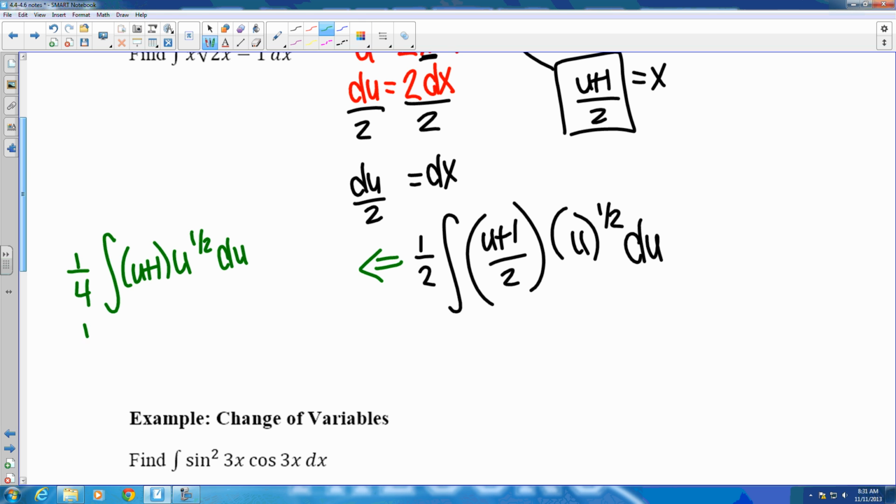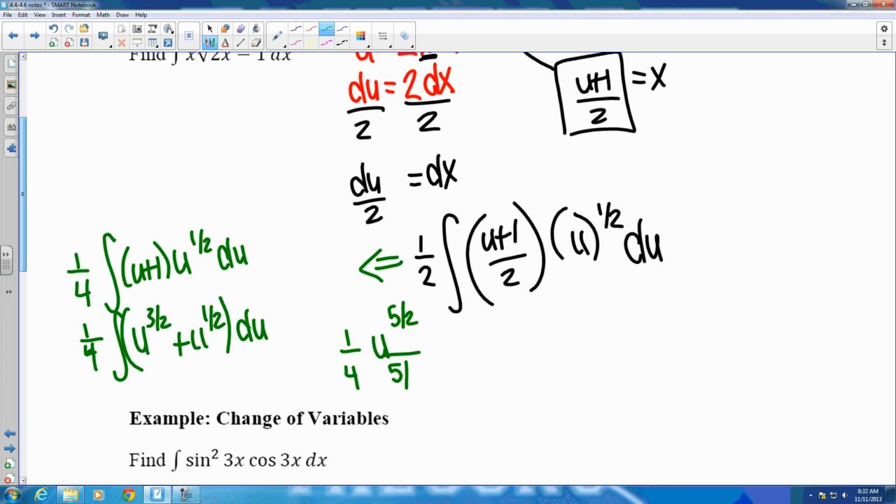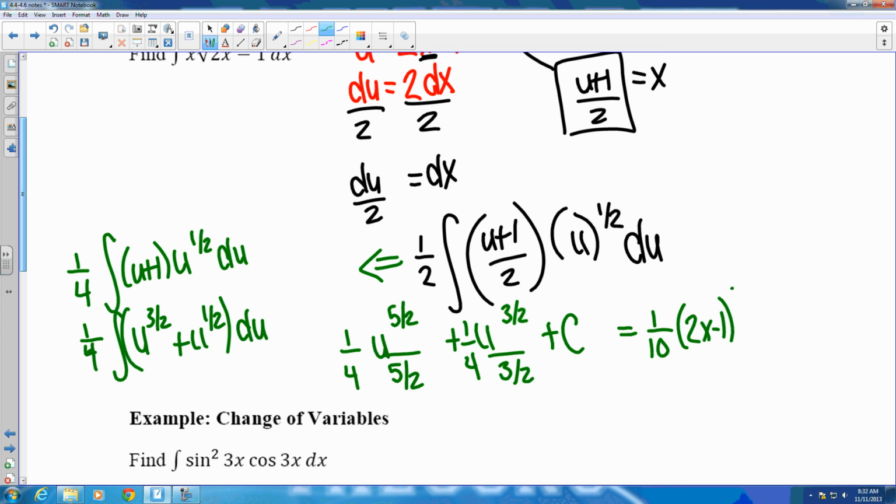We need to multiply in that u to the 1/2: 1/4 u to the 3/2 plus u to the 1/2 du. Take the integral of both terms. 1/4 u to the 5/2 divided by 5/2 plus 1/4 times u to the 3/2 divided by 3/2 plus c. Plug everything back in and simplify. This turns into 1/10 (2x minus 1) to the 5/2 plus 1/6 (2x minus 1) to the 3/2 plus c.